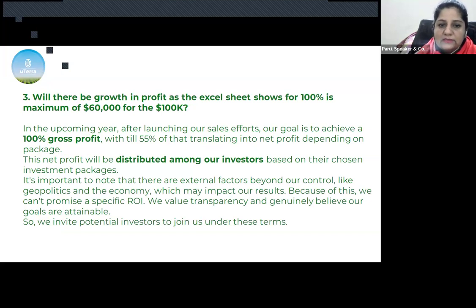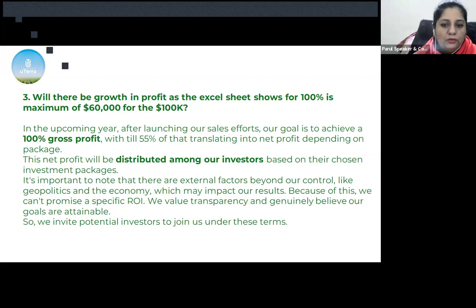The third question, which is very frequent, is whether there will be growth in profit as the Excel sheet shows, with 100% being the maximum for $60,000 to $100,000. In the upcoming year, after launching our sales efforts, our goal is to achieve 100% gross profit, with up to 55% of that translating into net profit depending on the package. This net profit will be distributed among our investors based on their chosen investment packages. So ROI will always be calculated on the package which you have bought. Second, have you bought it through a one-time investment or through installments?